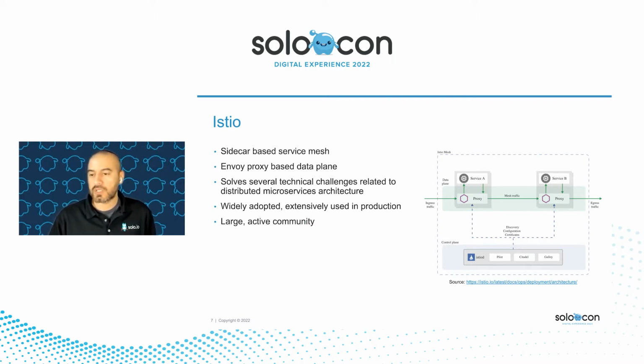On the right here, you can see a sample architecture diagram that shows that you have your services deployed, and alongside that is a proxy that's deployed as a sidecar, which is where all of the data flows through. And then you have a control plane, which configures those proxies based on the state of the cluster, for example.